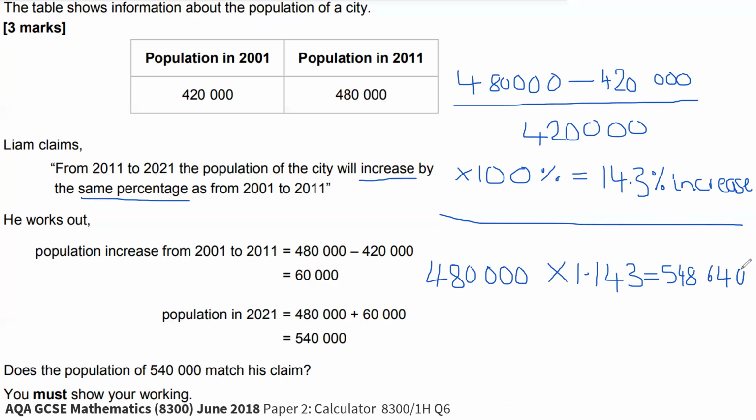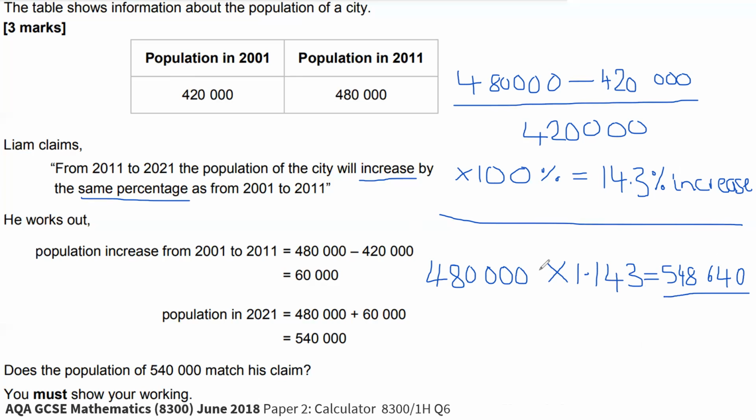If we do that in one step, then we get an answer of 548,640. Depending on whether you rounded at this stage, you might get a slightly different answer here. Given that all of the values in the question have only been given to 2 significant figures, I think it really doesn't matter. As long as you've got this first part right, then I wouldn't worry too much about it. So this is the answer that we've been looking for.